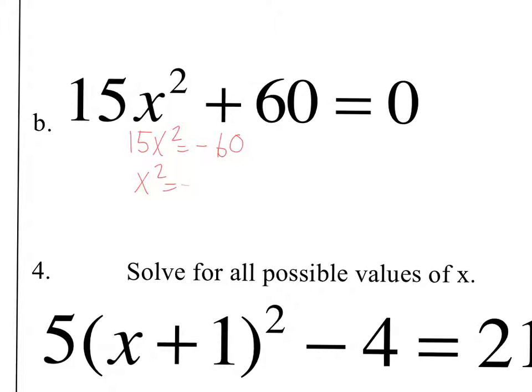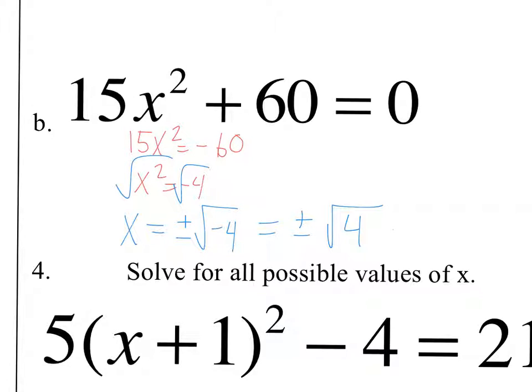x squared is equal to negative 4. Square root. x is equal to plus or minus the square root of negative 4, which is plus or minus the square root of 4 times i, which is plus or minus 2i. I'm sorry, 2i, not 2 square roots of i.